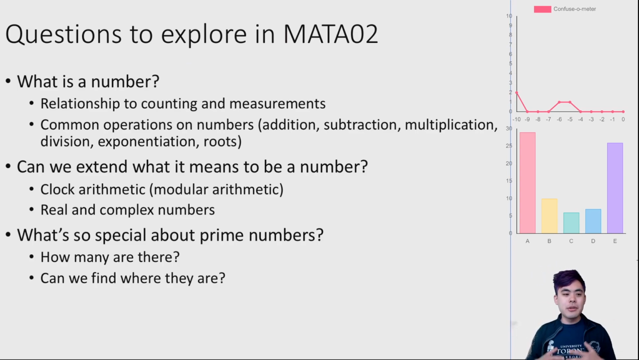Next, we're going to be talking about what's so special about prime numbers. You have probably heard of these. These are just numbers that are only divisible by 1 and themselves. So how many of those are there? Can we find where they are? Why are they so special?